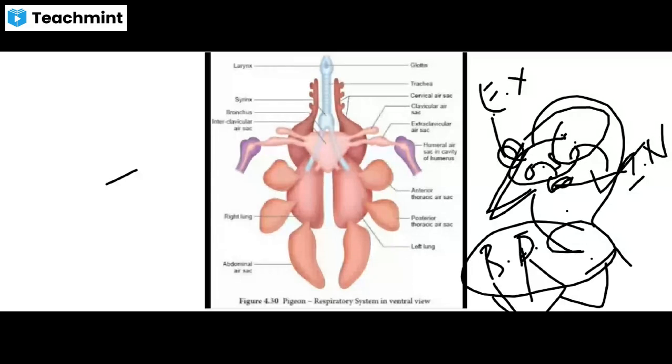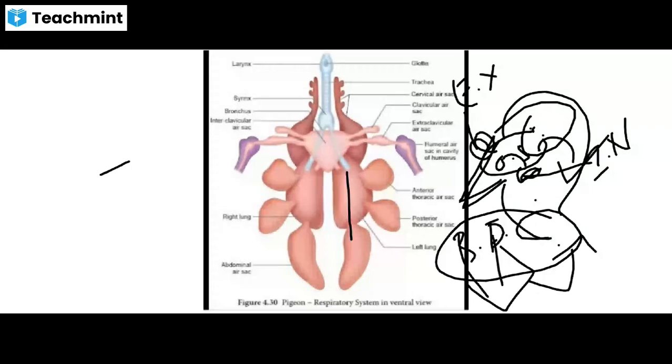Next, the buccopharyngeal cavity contains a slit-like opening. This slit-like opening is called the glottis. The glottis opens into a reduced larynx, which is the anterior most part of the trachea.